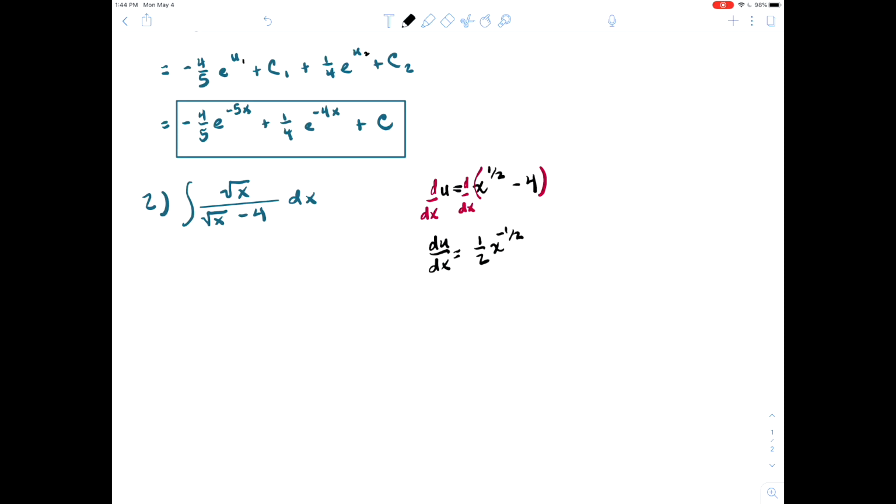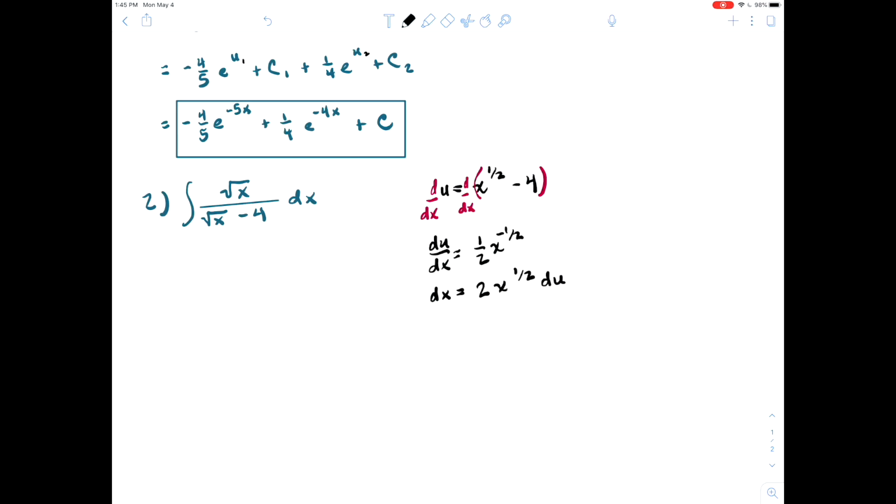So if we were to isolate dx, so I'm doing a little different method here. If we were to isolate dx, what would we get? We'd end up getting that dx itself is equal to 2x to the positive 1/2 du with a little bit of algebra. Good so far?